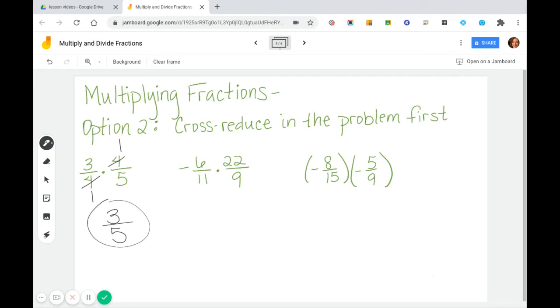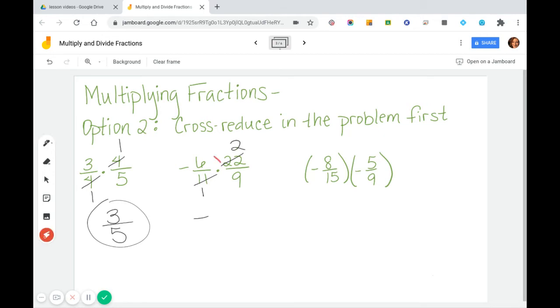On the next one, we've already seen these. We know what we're going to get, but here's the way you can make those numbers smaller within the problem. We know it's a negative answer because the signs are different. If I look at 11 and 22, I can divide both on this diagonal by 11. So let's do that. Cross this out. 11 divided by 11 is 1. 22 divided by 11 is 2.